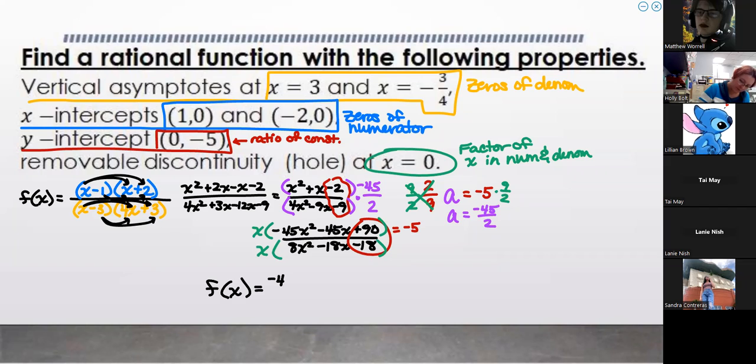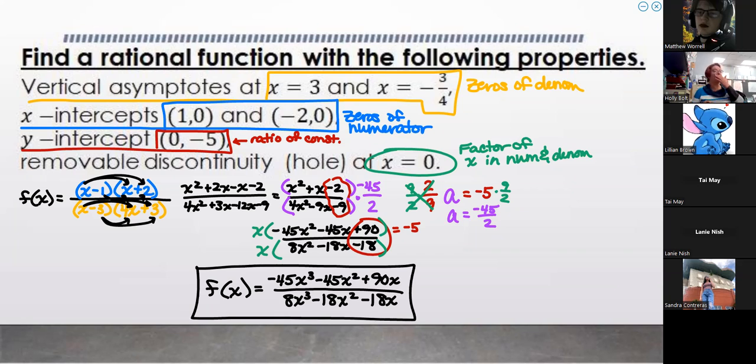So -45x cubed minus 45x squared plus 90x all over 8x cubed minus 18x squared minus 18x.